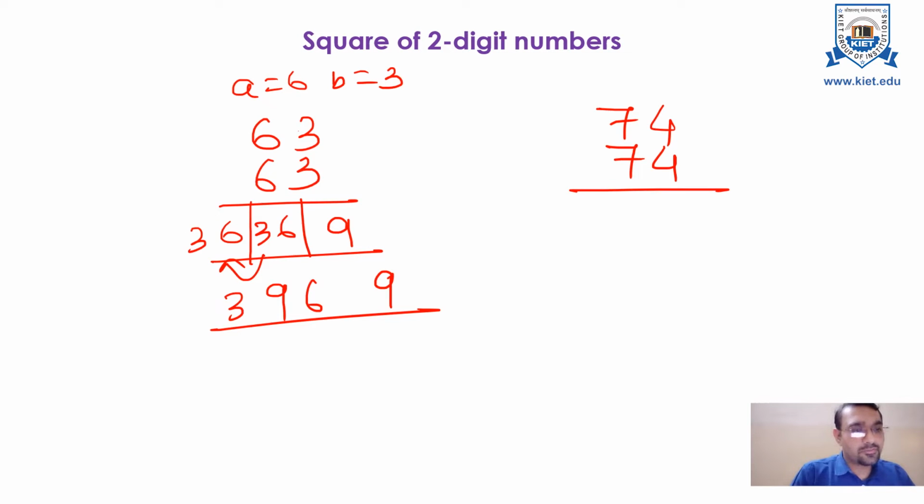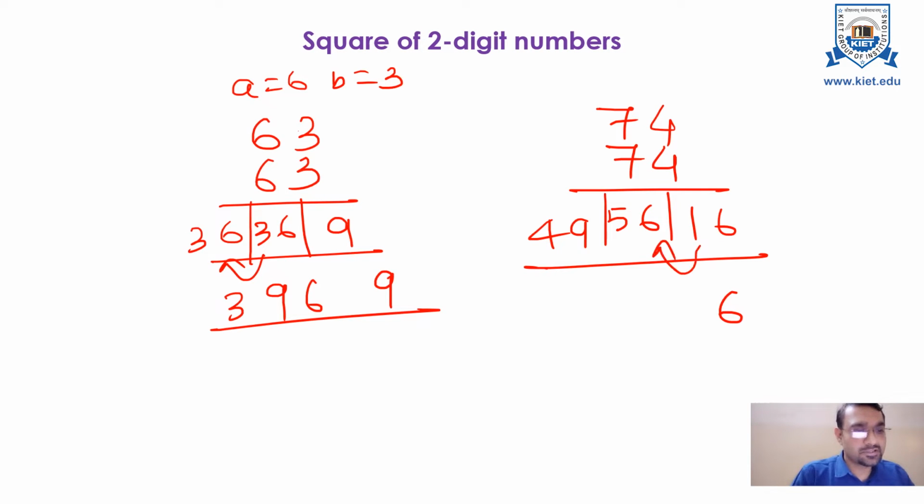So 4 square is 16, 7 square is 49, 7 4s are 28, twice of 28 is 56. Now 6 plus 1 is 7, 49 plus 5 is 54. Oh sorry, 54. So 5 4 7 6. So this will be the square of 74. I hope so. This is very easy. Okay.